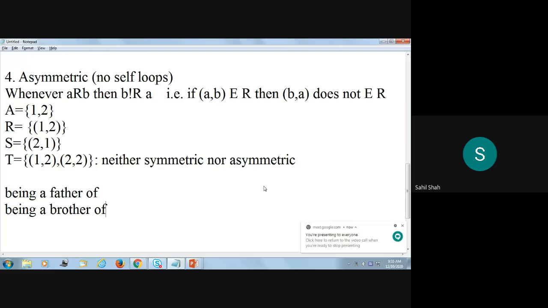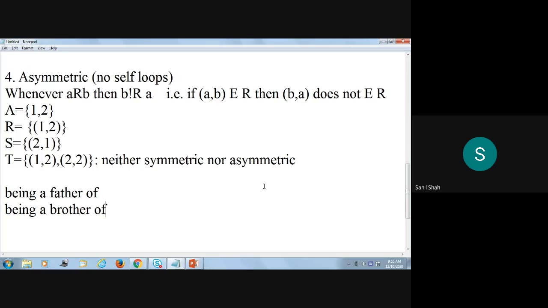You could say, okay, X is a father of Y. You cannot say it in reverse. Y cannot be a father of X. In a similar manner, if I am saying X is a brother of Y, Y could be a sister of X as well. So we cannot firmly say that that particular relation is symmetric. So these are the examples of asymmetry.